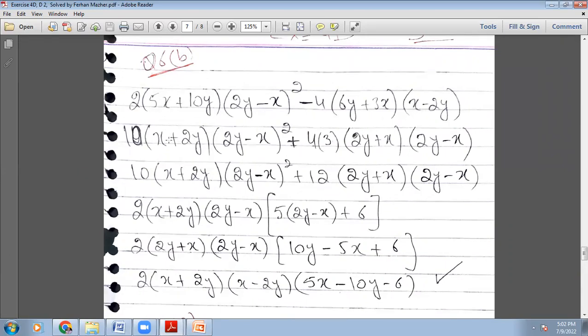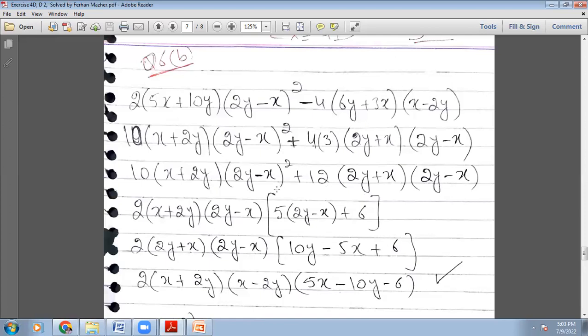If you want to make it like this, from here we have taken a negative also out. So this becomes 2y minus x, to make it exactly the same as this. When I took a negative out, it becomes positive. So this thing will be 2y minus x. Now you can see this is 10 bracket x plus 2y minus x whole square plus 12, 2y plus x and 2y minus x plus 2y plus x, same thing.